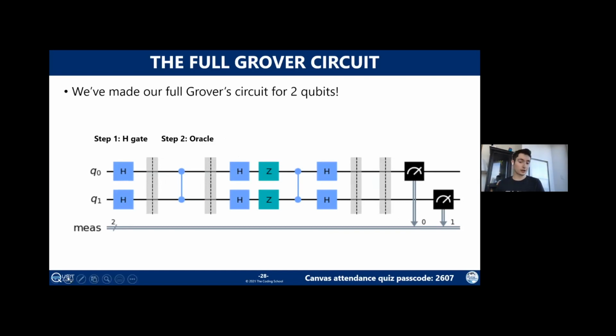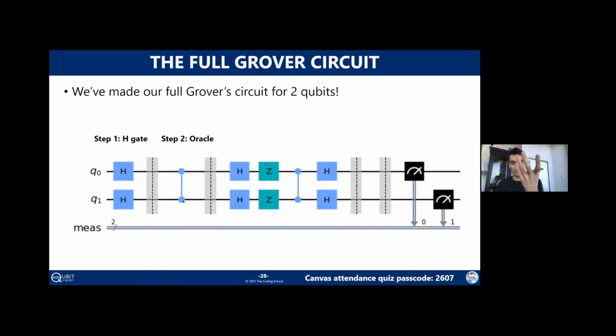Then we apply our oracle. In this case, the oracle is just a control Z gate, but of course you could change the oracle to mark the first, second, or third states as well. And this is going to keep us in a uniform superposition, but the only difference is it will flip the phase on our target element.